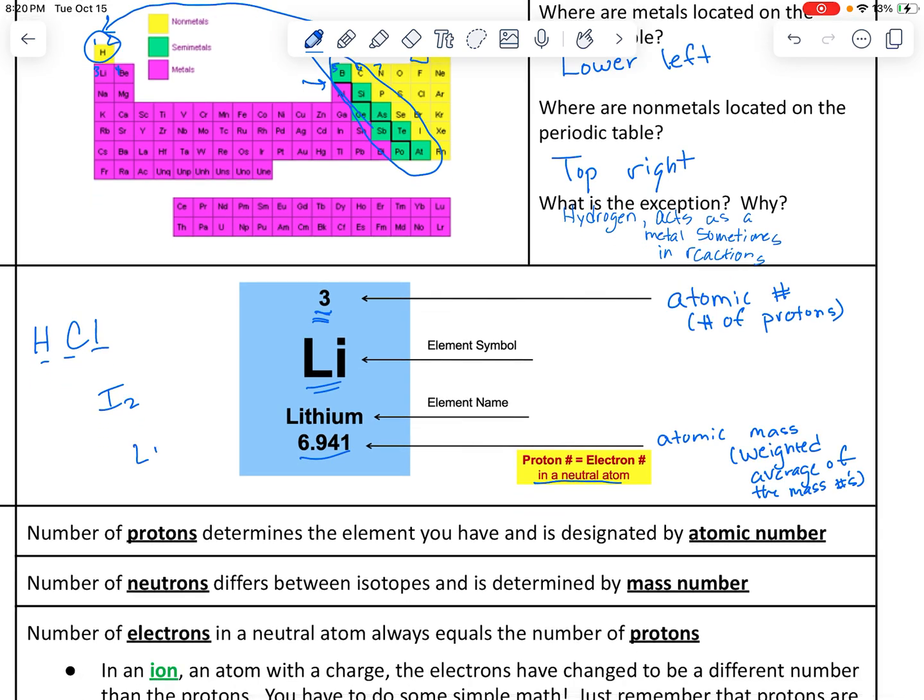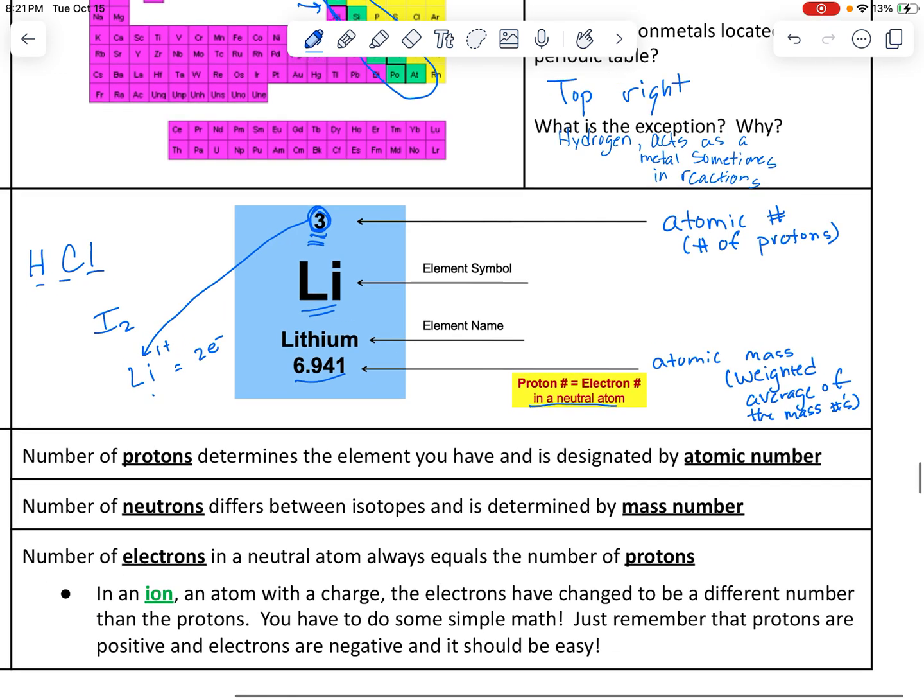Sometimes you'll have what's called a lithium ion, and you'll see it has a 1+ charge. Right? That means it has 1 more proton than electrons. Now remember, lithium has to have 3 protons because that's what makes it lithium. So lithium 1+, the ion, would have 2 electrons because it would have 1 less electron than protons, giving it a 1+ charge. Another one that you'll see pretty often in biology is calcium. Calcium has a 2+ as its charge.